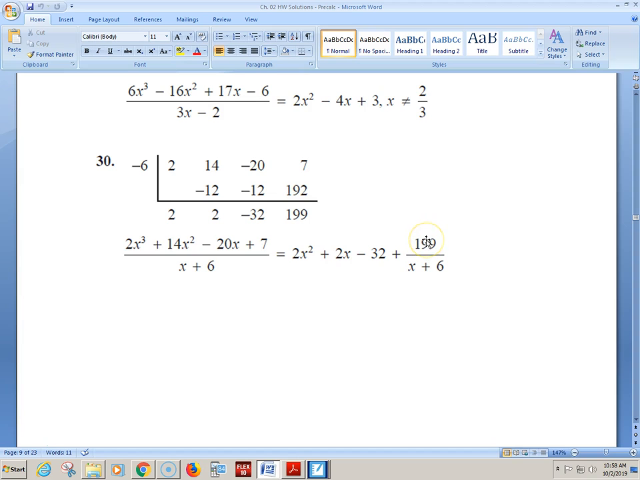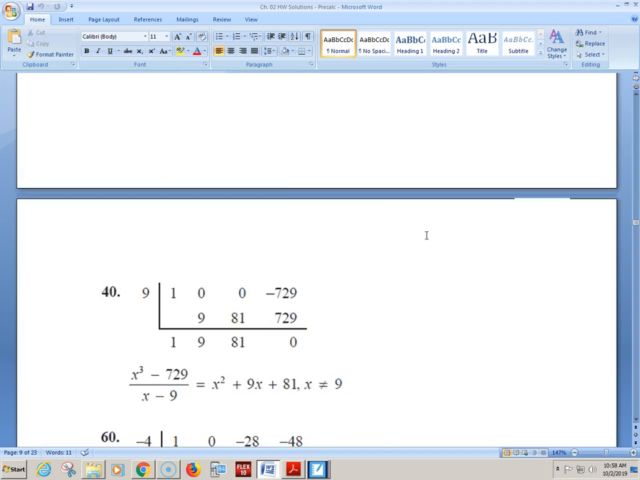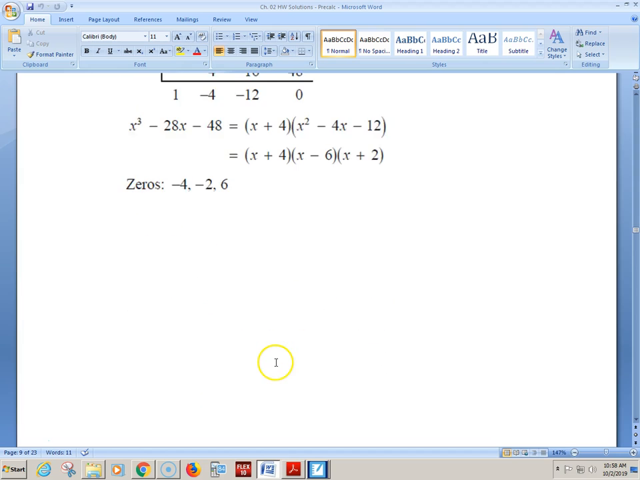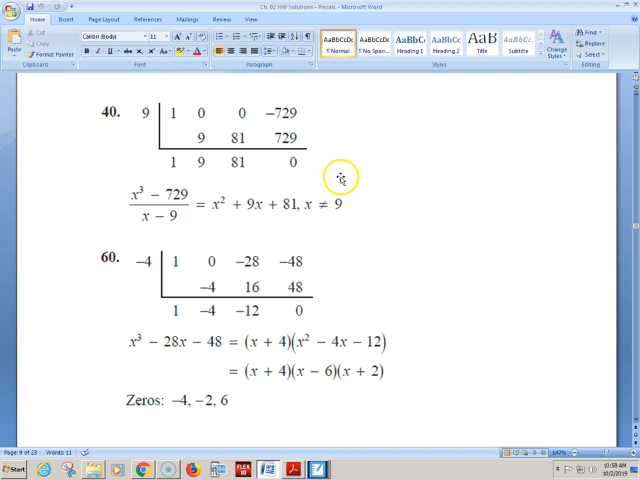Sorry, remainder of 199 for number 30. You guys got that one? Okay. Number 40 and 60, and then we're done. I think that's the last even. So number 40 goes in evenly, but check it. They did that whole x not equal to 9 thing again because the denominator disappeared. X squared plus 9x plus 81.